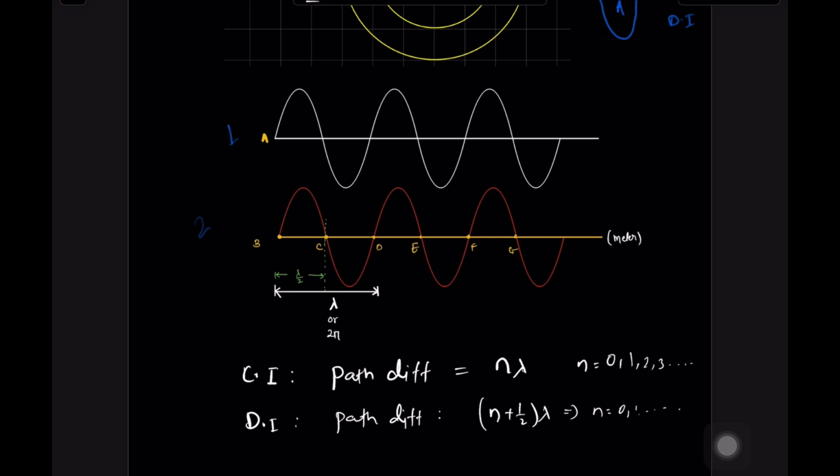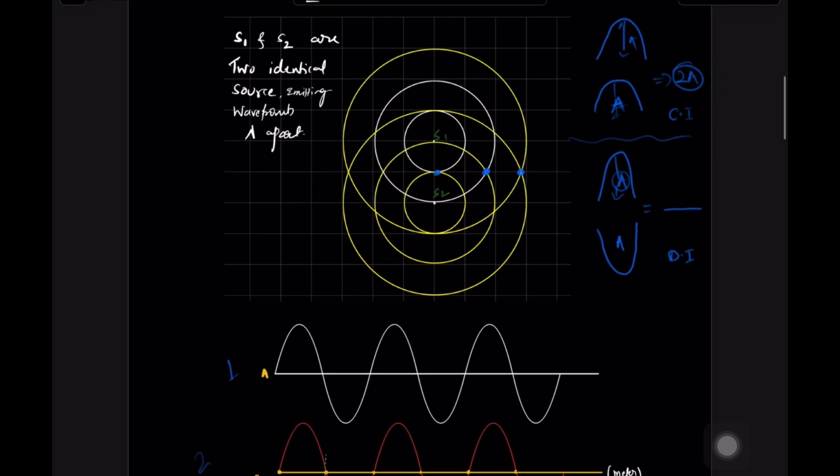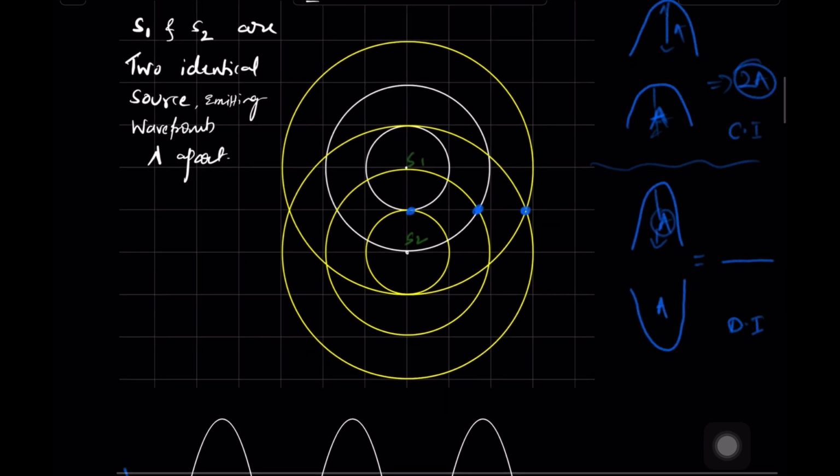To understand the path difference better, let's look at this too. If I take point sources S1 and S2, they are emitting wave fronts. If I take any general point, let's call this point Z. To reach the point Z, the wave travels from S1 like this, and from S2 also it will take a certain number of wavelengths to reach the point Z.